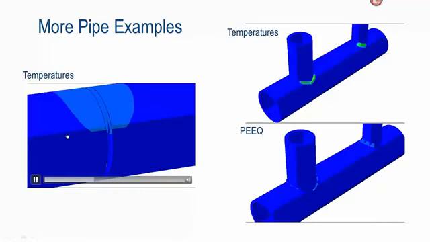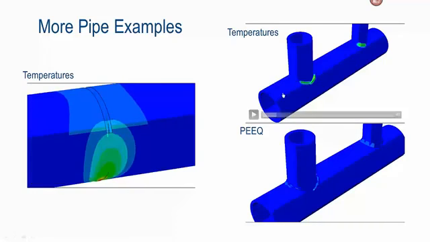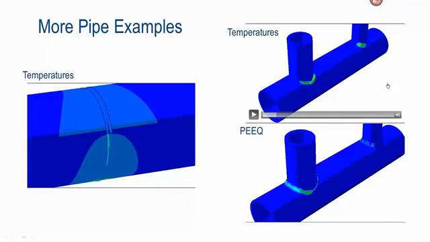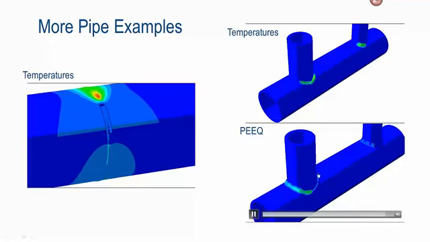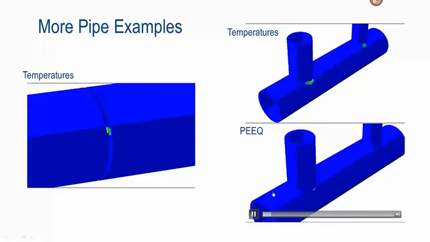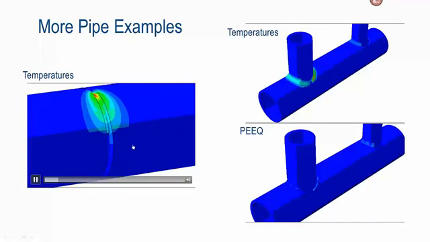On the left-hand side is the same pipe problem where we compared the temperature history with the thermocouple data. And on the right, that is intersecting pipes, so this is a separate problem. You can see the temperatures on the top and some plastic strain contours at the bottom. Let's play that for a few seconds there.